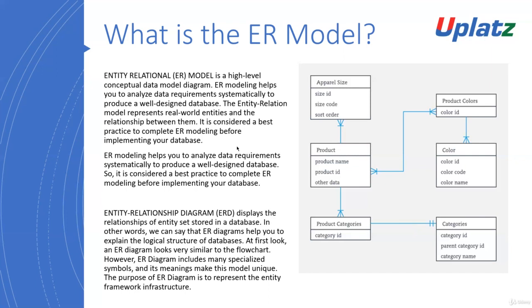Why is this ER diagram used? Because it is a best practice to complete ER modeling before implementing your database, so that you come to know if there is some missing attribute, that is, one missing column, how we relate them, and how we access our database. Also, if someday I want to check how I relate these two things together, I need to find out the relationship between them. So from this I come to know that there is some relation between both these entities, entity product and entity product colors.